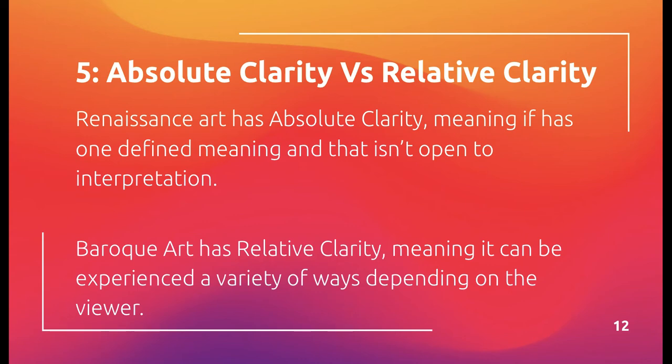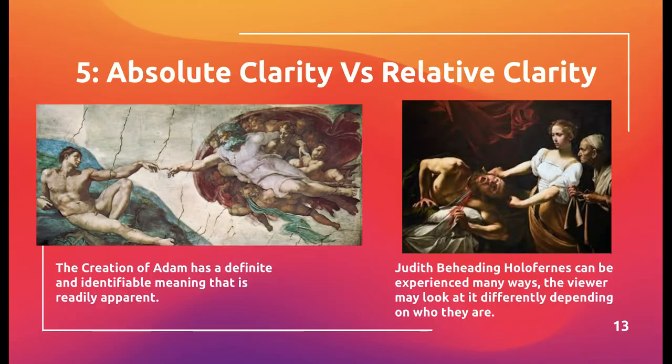Okay. The fifth is absolute clarity versus relative clarity. Renaissance art has absolute clarity, meaning it has one defined meaning and is not open to interpretation. Baroque art has relative clarity, meaning it can be experienced in a variety of ways depending on the viewer.